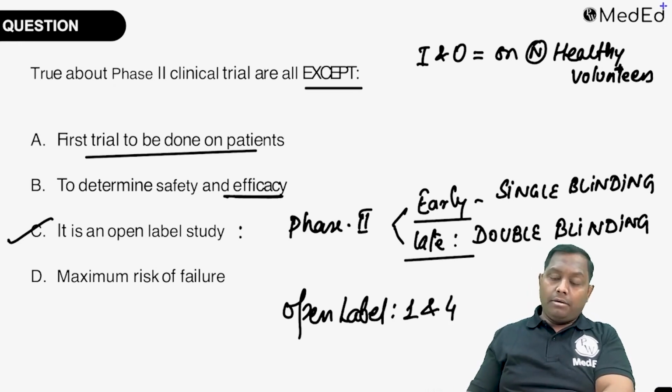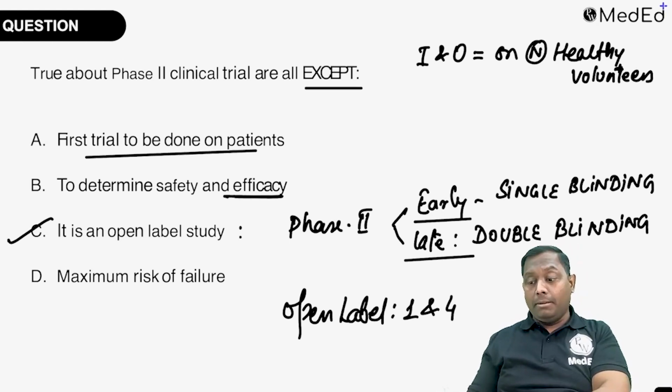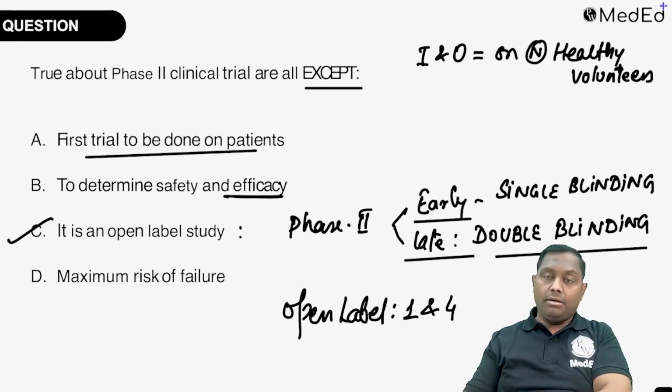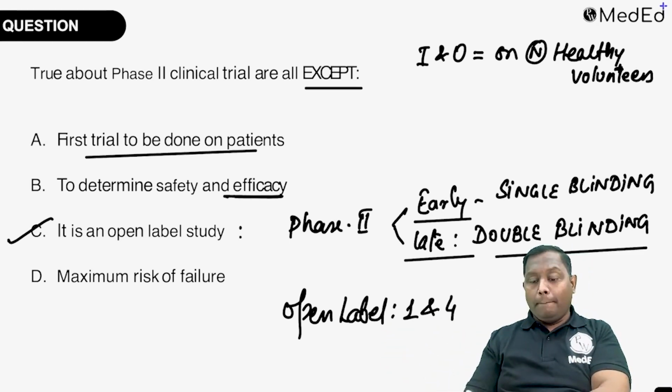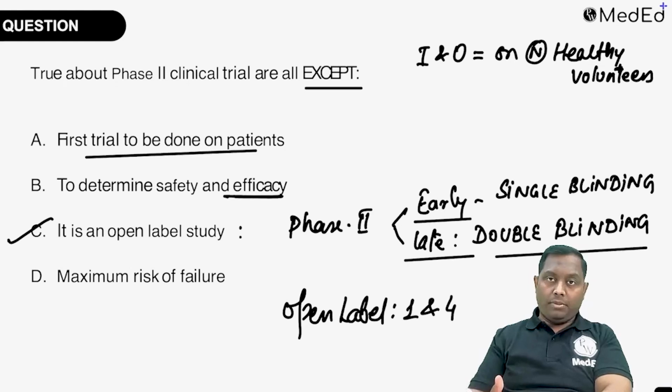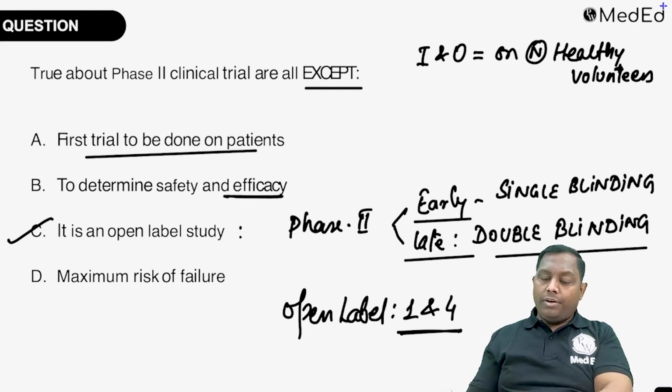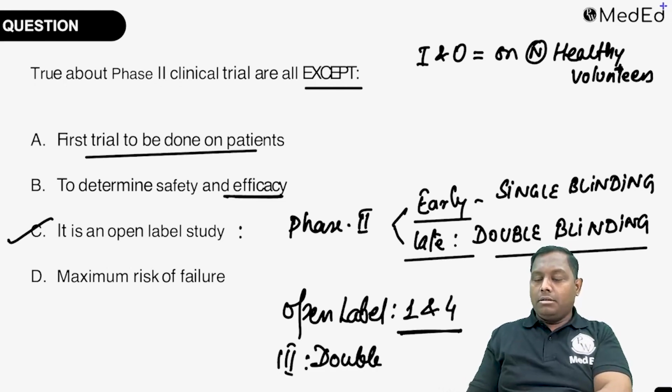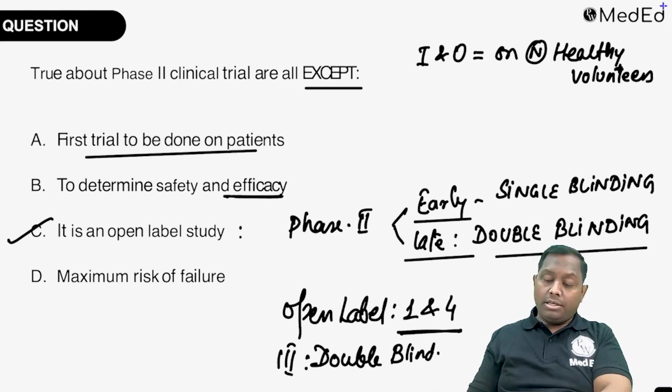Phase 3 is also having blinding. Phase 3 में भी डबल ब्लाइंडिंग करते हैं. पहले डबल ब्लाइंडिंग, बाद में उसको क्रॉस ओवर भी करते हैं. Maximum risk of failure also happens in phase 2 because you are actually exposing your drug to the patient for the first time. ठीक है. So study design अगर मैं बात करूँ तो 1 and 4 open label हो गया. Phase 3 that we have, they are also going to be double blinding study. डबल ब्लाइंडिंग, it's a type of randomization, randomized controlled trial, RCT स्टडी होते हैं ये.